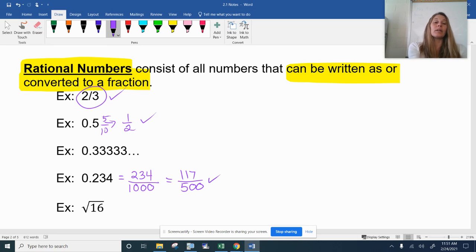Notice they're pretty easy to tell, because any decimal that stops, or we say terminates, can always be written as a fraction. Even if it had 5 digits, you could put it over 100,000 and reduce it from there.